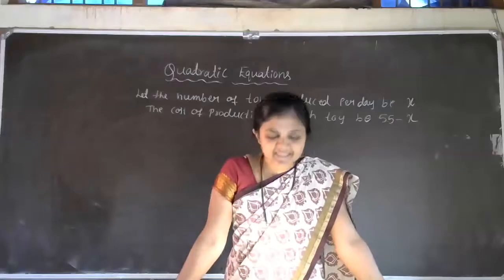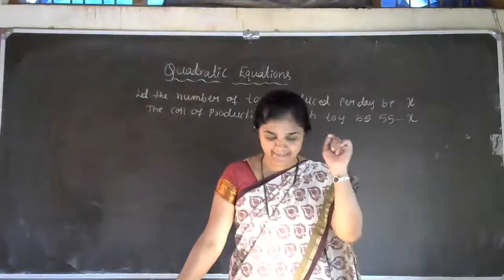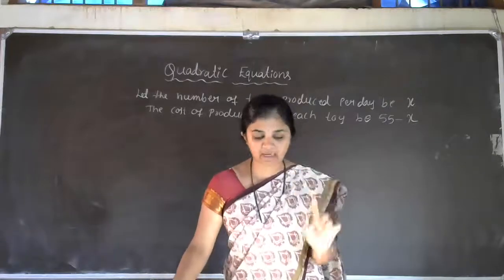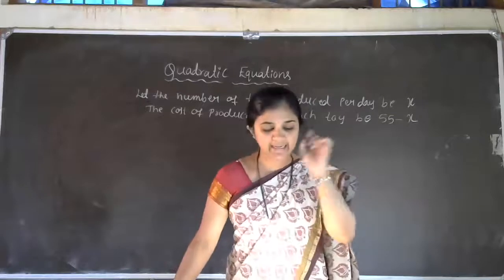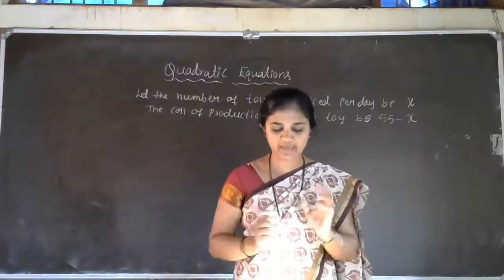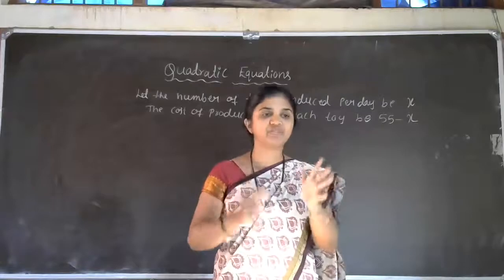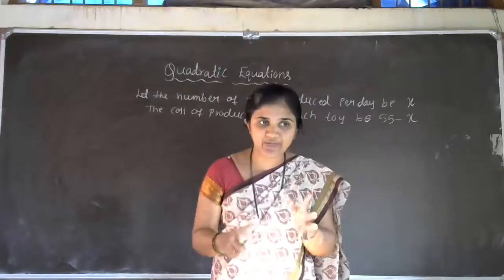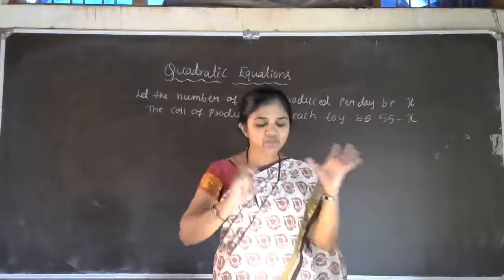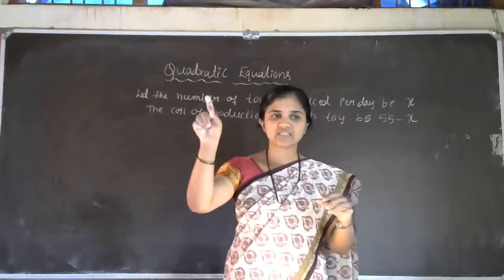See, a cottage industry produces a certain number of toys in a day. The cost of production of each toy was found to be 55 minus the number of toys produced in a day. Up to this we have done. Next, on a particular day, the total cost of production was rupees 750. So we would like to find out the number of toys produced on that day.